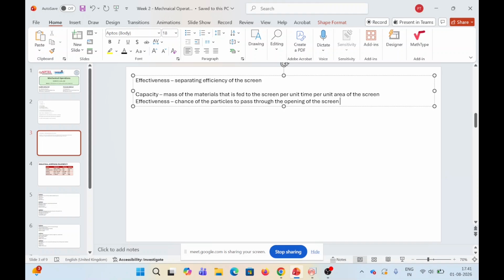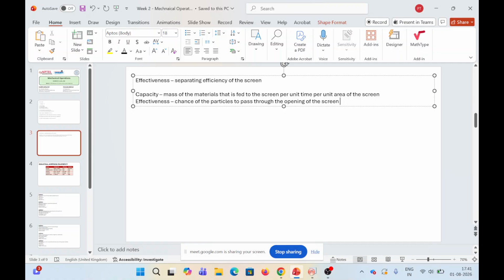Initially, as you keep increasing the flow rate or the capacity of the material that you feed to the screen, the effectiveness will increase first. Then, after a particular threshold, if you keep feeding the screen with more material, the effectiveness will decrease. The major reason is that the chance you provide to the material to pass through the screen decreases when you increase the capacity of the material fed to the screen.